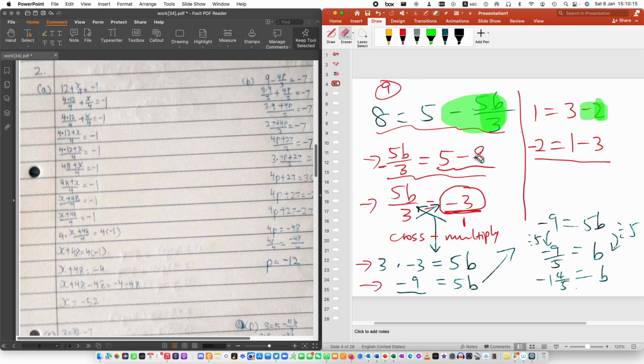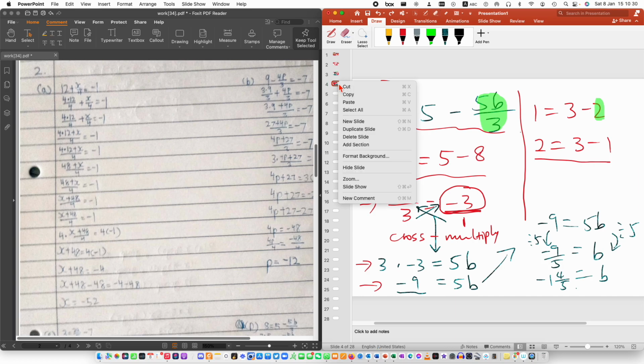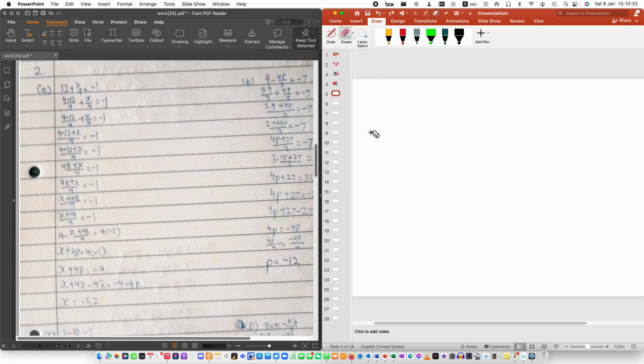Hold on. Okay, let's do it. I'm not going to erase this. I'm going to show you your so-called approach. Do this first. Tell me the question first. 8 equals 5 minus 5b over 3. And then the example you give yourself is? 1 equals 3 minus 2. Good. So now let's do your approach.